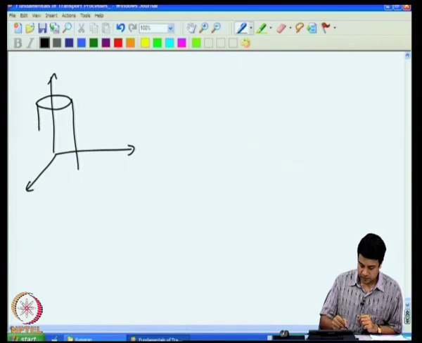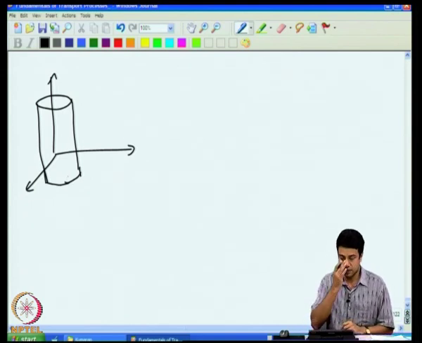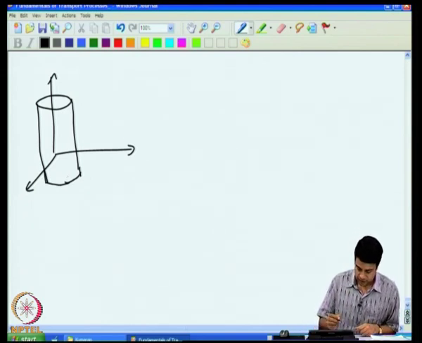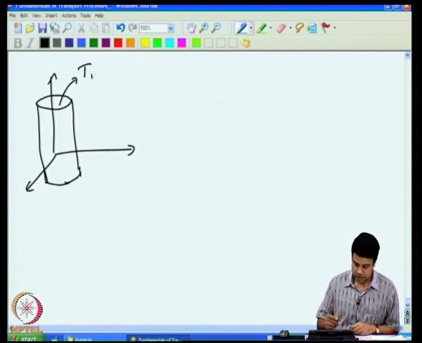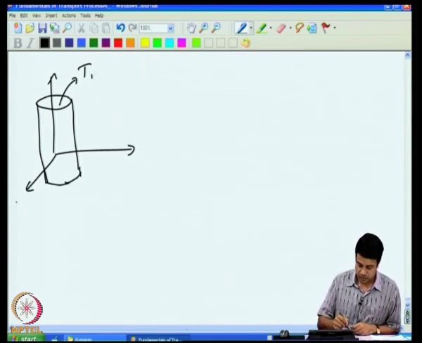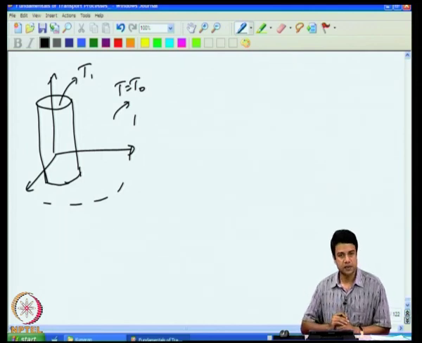I have a cylinder. You can consider this to be of infinite extent in the vertical direction. The temperature within the cylinder is initially at some value T1. This is immersed into a bath, where T is equal to T naught. So, the temperature T is equal to T naught everywhere in the bath. The cylinder temperature is T1.